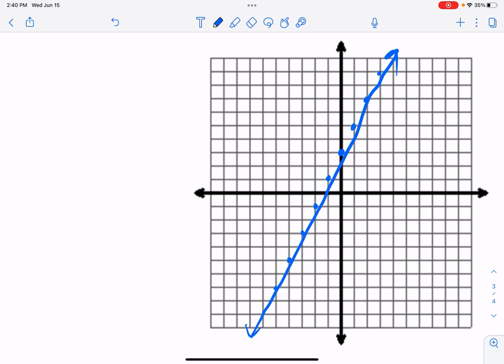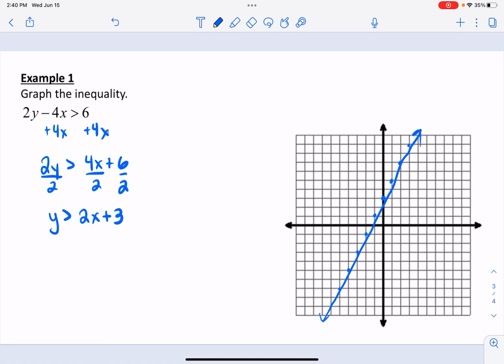Now let's look and see. I think I was too aggressive. Yes, I was. It is a dashed line. So I'm going to undo that, and I'm going to make it a dashed line. That's the most common mistake. It's honestly one of the things that I always mess up on.